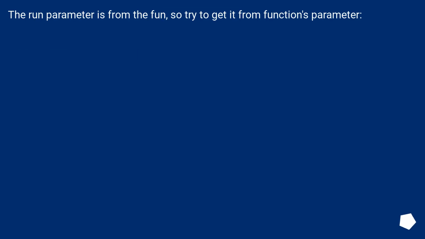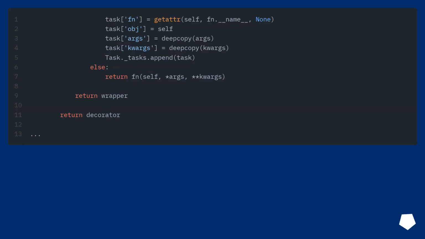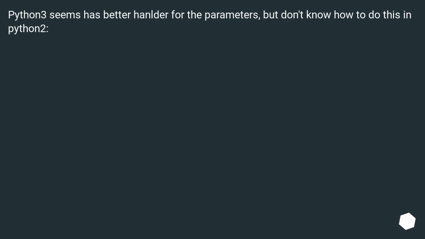The run parameter is from the function, so try to get it from the function's parameter. Python 3 seems to have a better handler for the parameters, but I don't know how to do this in Python 2.